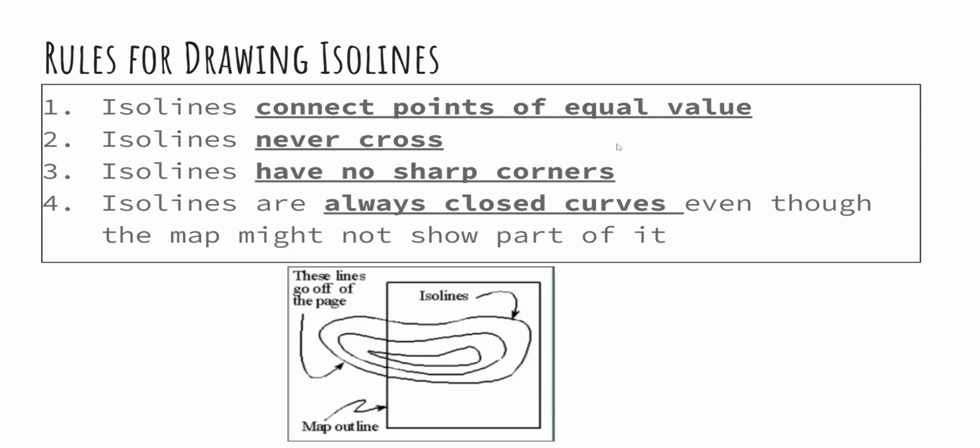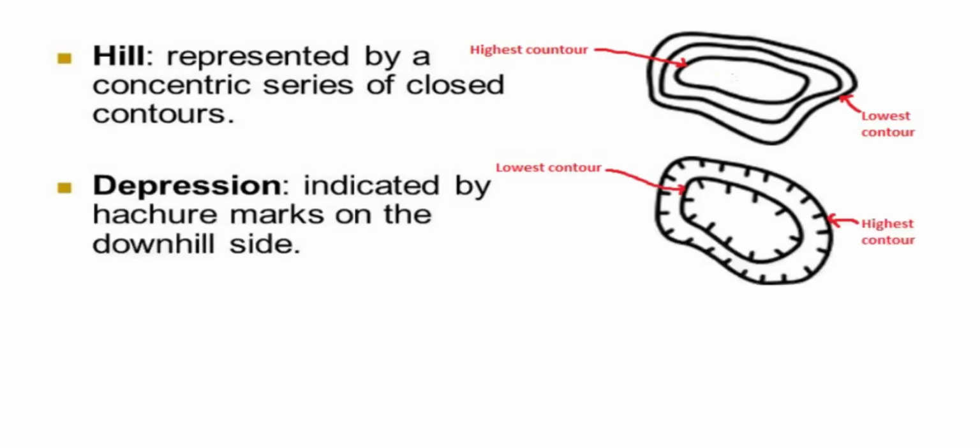So these are the rules. Once again, pause this and just review through. Isolines connect points of equal value. They never cross. They have no sharp corners, and they're always closed curves.